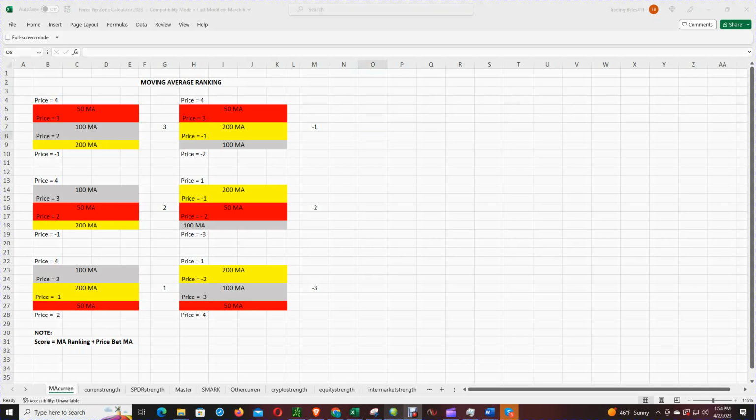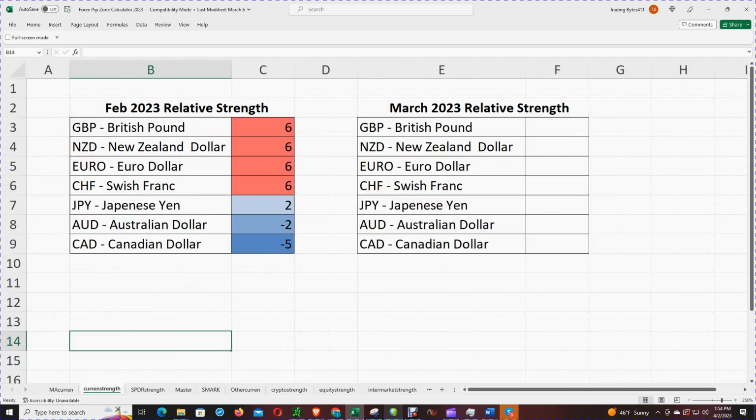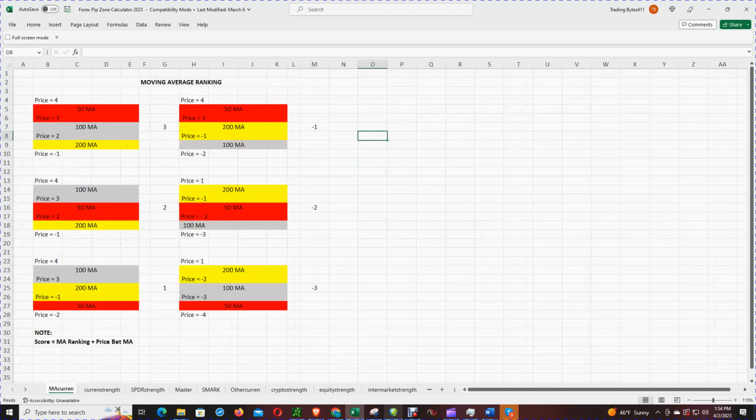So this is the relative strength of the major currencies going into April. This is a moving average ranking system that I came up with, depending on where price is relative to the 50, 100, 200 simple moving average, and depending on the order of the moving averages, I give it a value anywhere from -7 to 7.